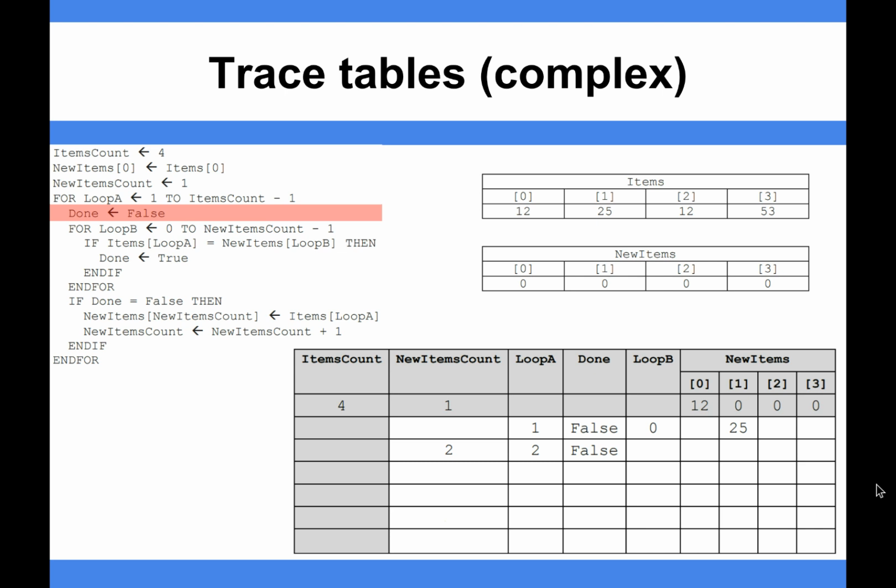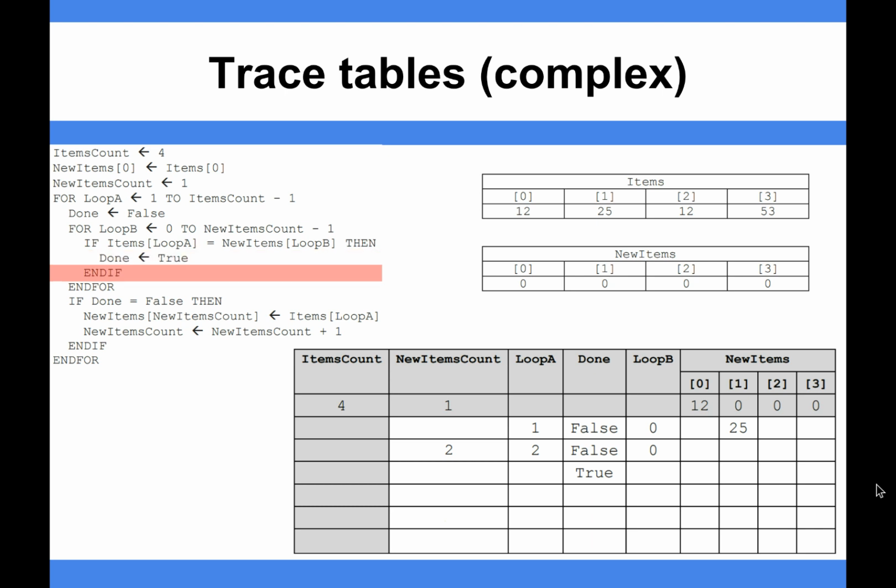Done equals false. For loop B, 0 to new items count minus 1. So now I'm going from 0 to 1. So my loop B is going to run twice. If items at loop A, so items loop A is 2, so items 2 is 12. If that is equal to new items loop B, so new items loop B is 0, so it is equal to it. So I changed done to true. So you see I've gone on to the next line.